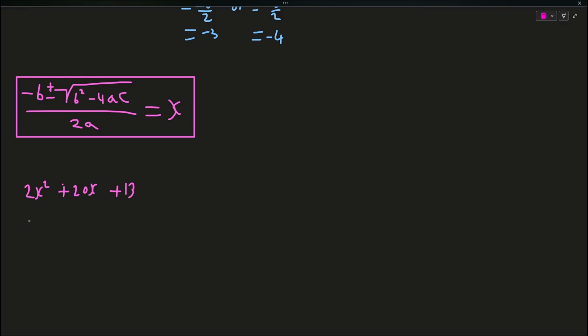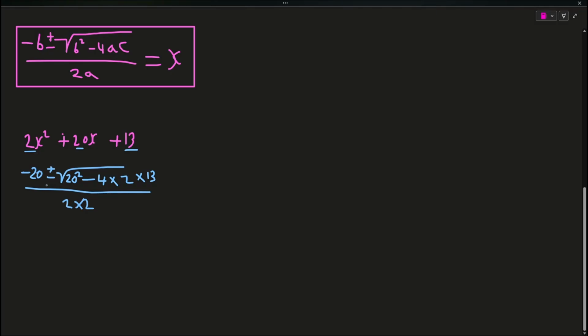So we already know how to substitute in. So this is b, 20, so minus 20 plus minus the square root of 20 squared minus 4 times the number in front of x squared, which is 2 this time. So 2 times 13, over 2 times 2.